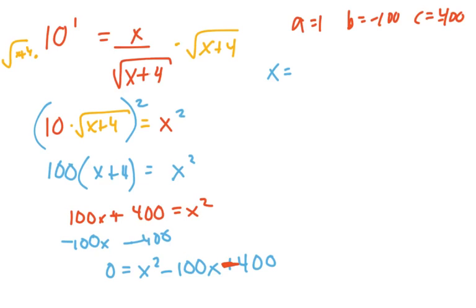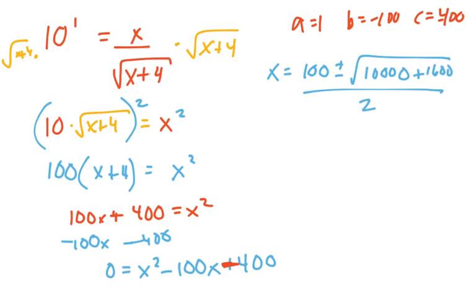So x is going to equal negative b, which is 100, plus or minus the square root of b squared, so 100 times 100, which is 1 with 4 zeros behind it, minus 4 times a times c, so 4 times 400, so plus 1600, all over 2a, so just 2. So that means we're going to have 100 plus or minus the square root of this terrible number, 10000 plus 1600, so plus or minus the square root of 11600.